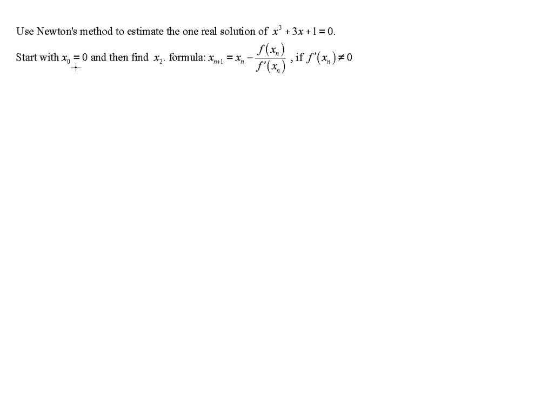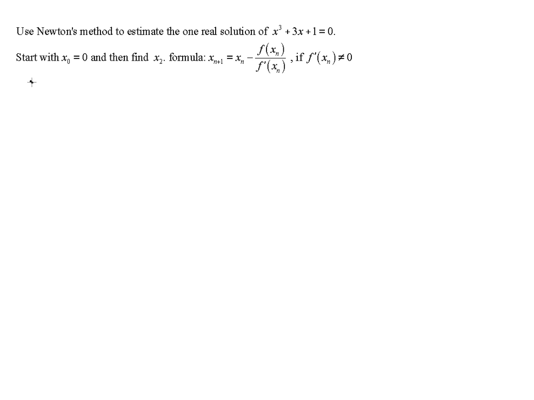And notice we're given x sub 0, so x sub n plus 1 is x sub 1. And we're going to put x sub 0 right here, which is 0, and we're going to subtract the quotient f evaluated at 0 over f prime evaluated at 0. That'll give us x sub 1, and then of course x sub n plus 1 is x sub 2, and then we'll use that x sub 1 value in like fashion.